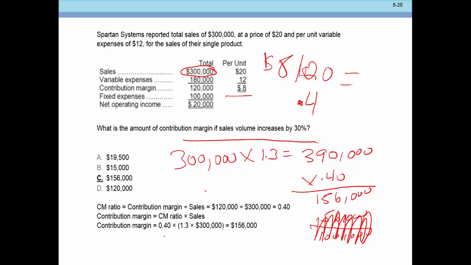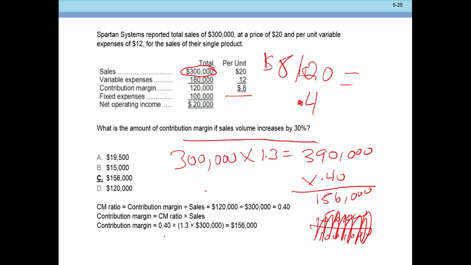That ratio stays the same. And so what happens? They say that sales increase 30%. The way you get an increase of 30% is you multiply by 1.3. Sometimes students say, well, how does that work? Well, if it's an increase of 30%, 300,000 is 100%. If I multiply the 300,000 by 0.3, I'd get 90,000. I add that to the 300,000, that's a 30% increase, isn't it? The way I like to do it is I just multiply by 1.3.